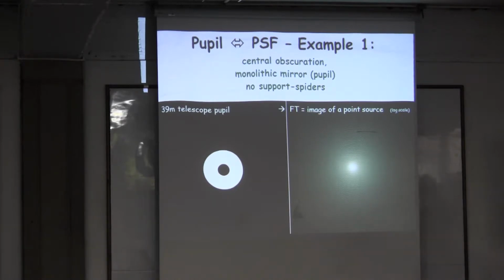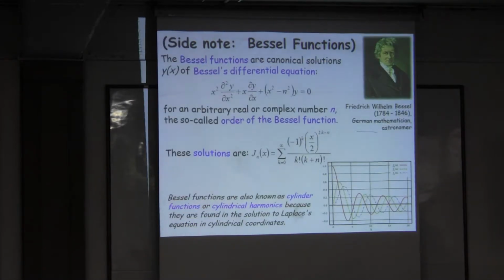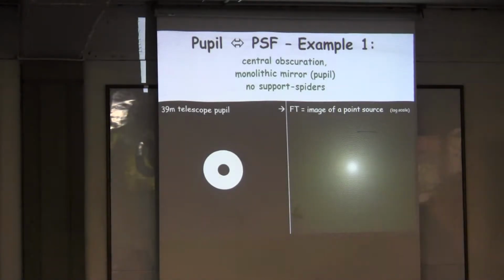These rings here are essentially the wiggles here or here that mathematics predicts, given by the Bessel function. Okay, so this is the Fourier transform of this in log scale. Or in other words, this is the point spread function of a star you would get if you observe it with a telescope with that pupil.